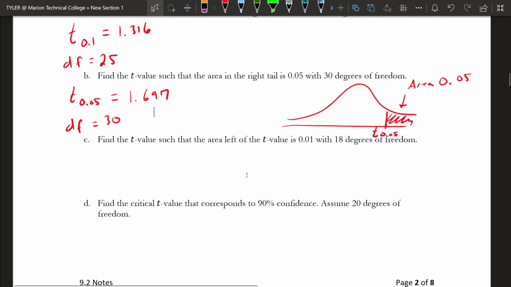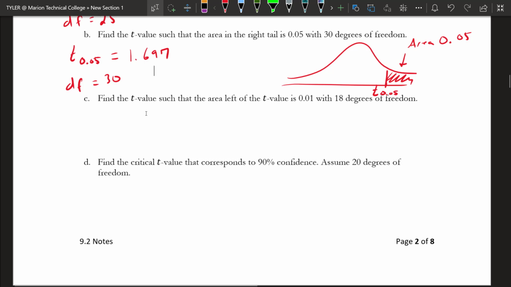Right, so then part C, it says find the t-value so the area to the left of the t-value is 0.01 with 18 degrees of freedom, right? So essentially what we're trying to find, right, so this is my t distribution. I'm trying to find this cutoff value here where this area is 0.01, right?